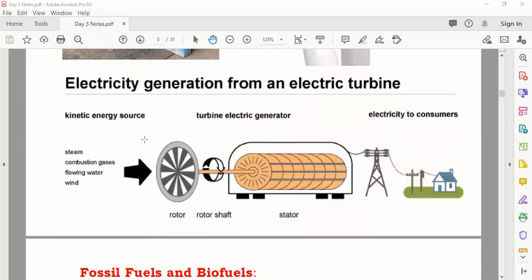Here again, they describe it in a simpler way. This is the turbine. Here steam is coming, water is coming, wind is coming, and this rotates, and it is fitted with the generator. This is a generator, and electricity is produced, which goes to the grid station and then to your houses. Any confusion till here?